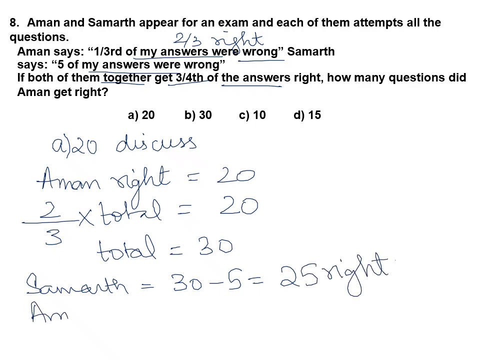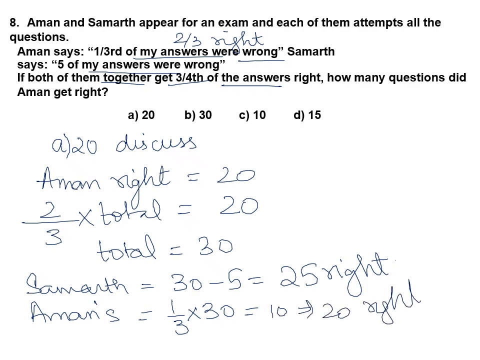And Aman's right questions were 1/3 of 30. That is 20. 1/3 were wrong. That means 10 were wrong. That means 20 was right. Total together 25 and 20 makes 45 right answers.